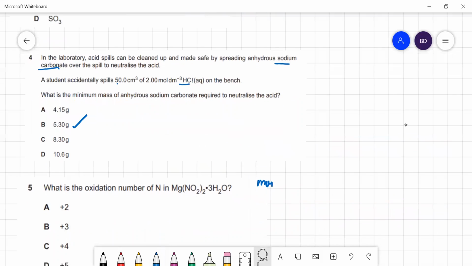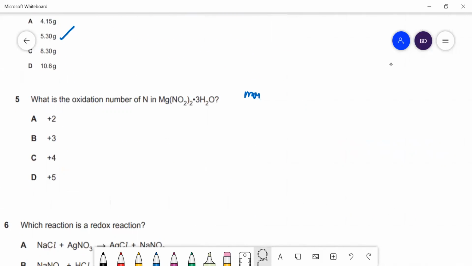Okay, the oxidation number of magnesium in this magnesium compound. Well, magnesium is in group 2, so it always exists as the Mg2+ ion in all of its compounds. So it doesn't matter what it's in. We just have to say, right, it's going to be +2. Magnesium always has an oxidation number of +2 in its compounds.